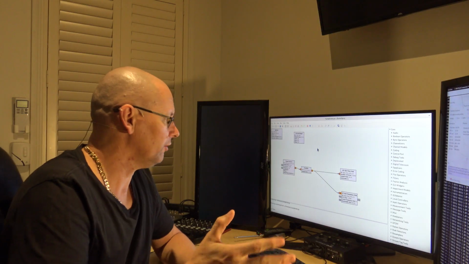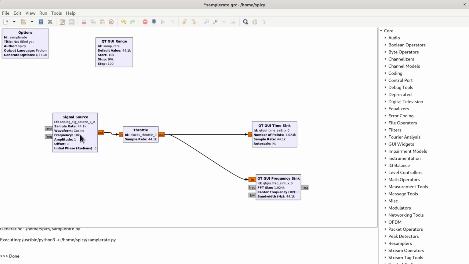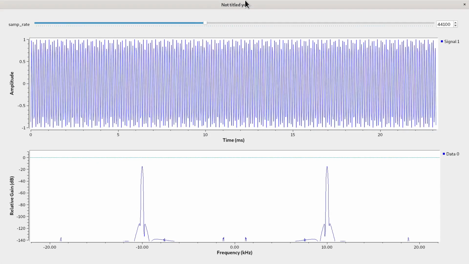Okay, now this is a bit rough, but all I've got here is a signal being generated at 10 kilohertz, shown on both the time and frequency sinks here. And the sample rate is 44.1 kilohertz, which is the same sample rate as CDs. So when I run this, let's see what happens.